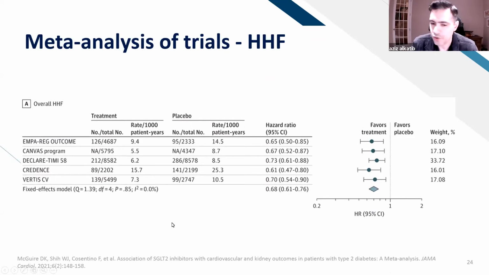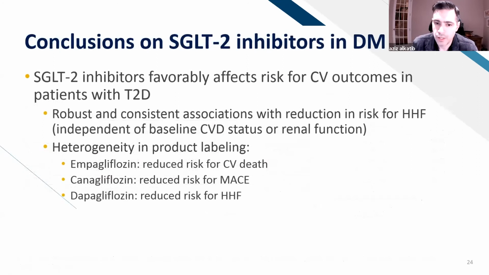And so now you're starting to see a class effect. To summarize these medications in diabetics, we know that the SGLT-2 inhibitors favorably affect the CV outcomes in patients with diabetes. There are robust and consistent associations with reduction in hospitalization for heart failure, and that appears to be independent of baseline cardiovascular risk or renal function.